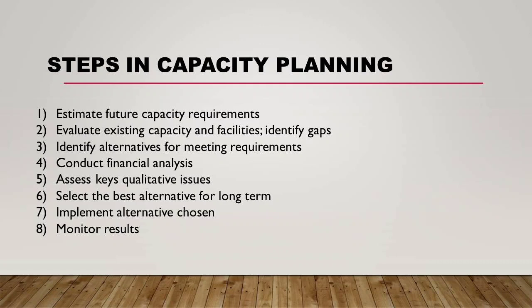So there are gaps, and you go to step 3, which is identifying the alternatives for the requirements. Will you add more machines to fill up the gaps, or add more capacity to the machines because you have a capacity cushion? Then you conduct financial analysis to see which is more cost efficient: buying a new machine or adding more capacity to the machines. Then you assess key qualitative issues. Then you select the best alternative for the long term.